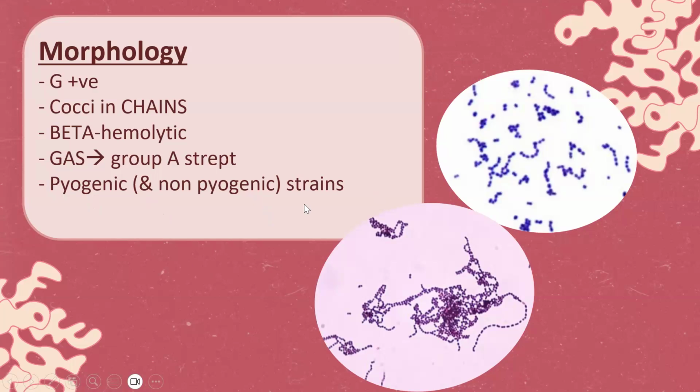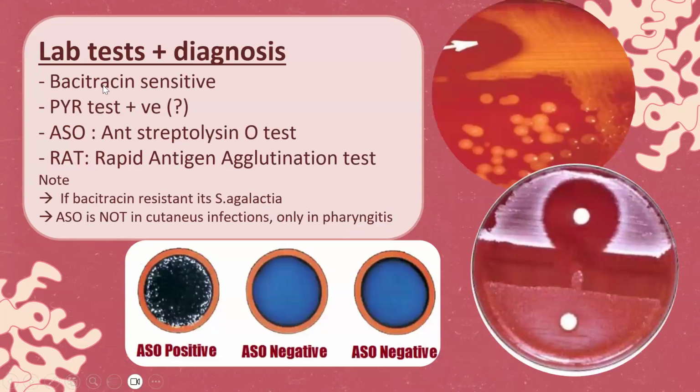So let's see what group A strep means. It is bacitracin sensitive. If you are bacitracin sensitive, that is group A. If it is not sensitive, then it's going to be agalactiae. Okay, so this shows the pattern of beta hemolysis. And this is the bacitracin sensitivity test. If you have an empty space around it, then it is sensitive. No bacterial growth here. That means it is sensitive.